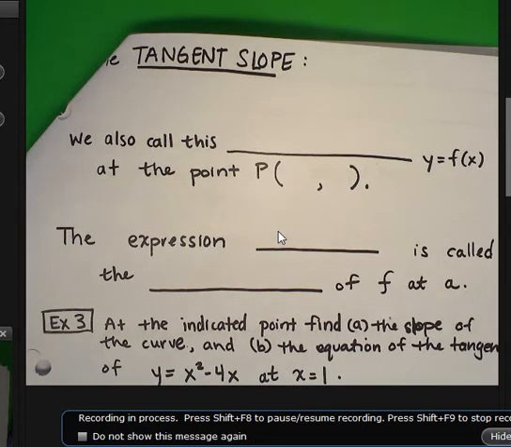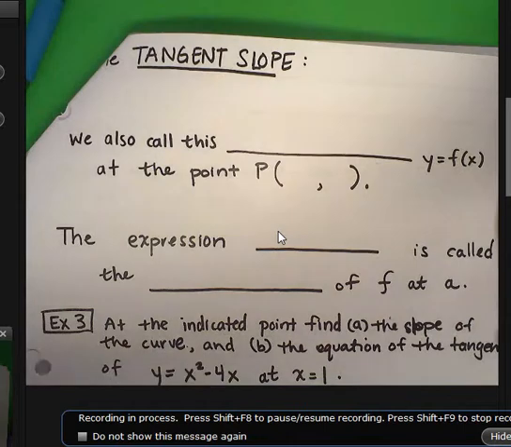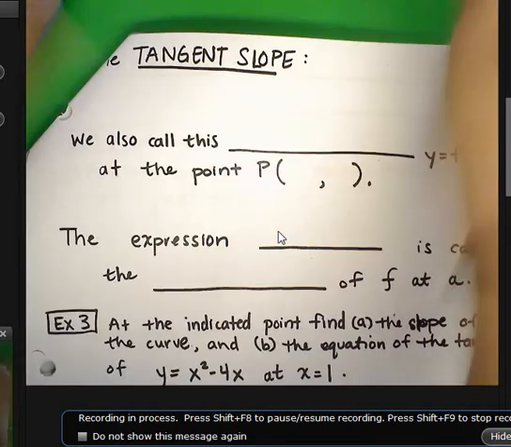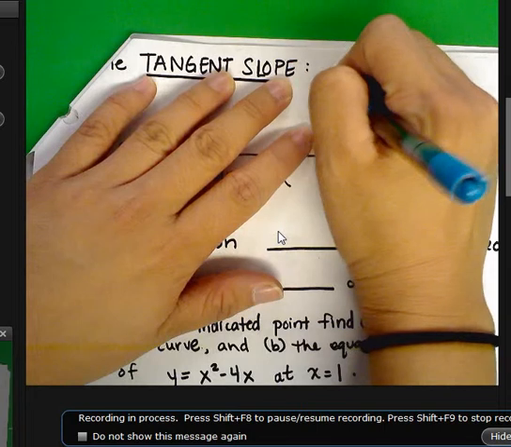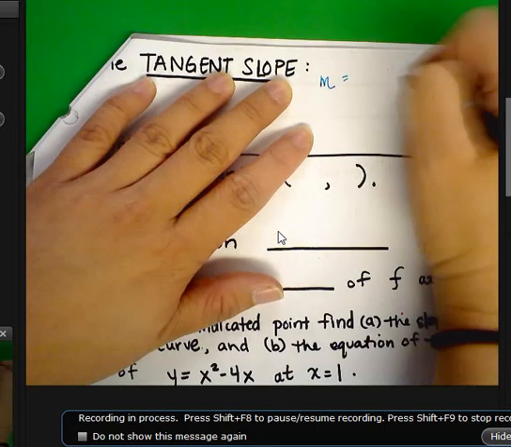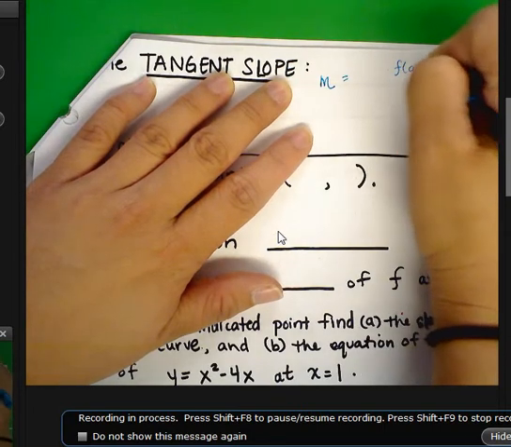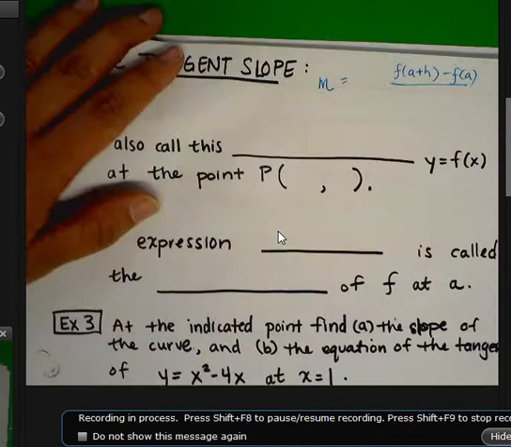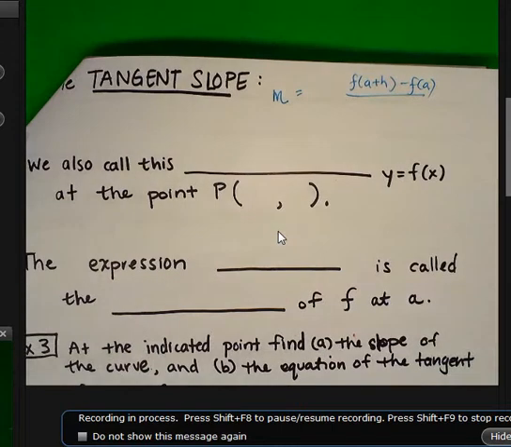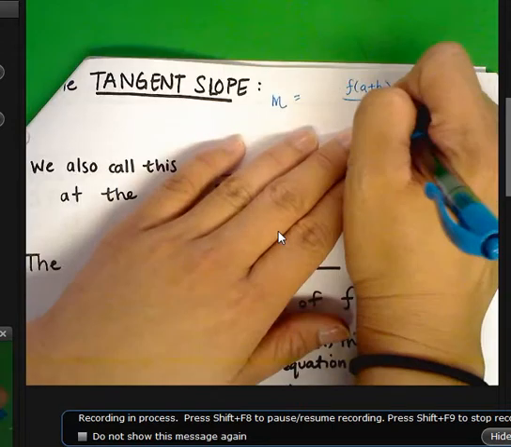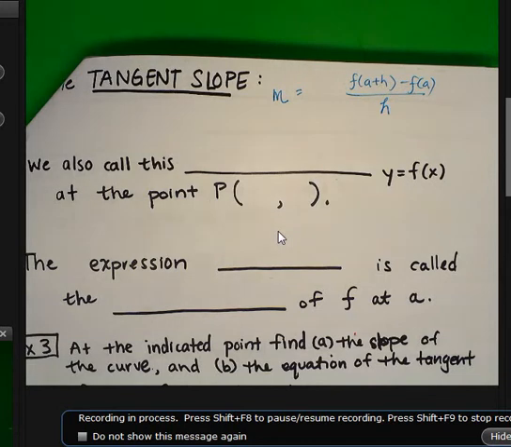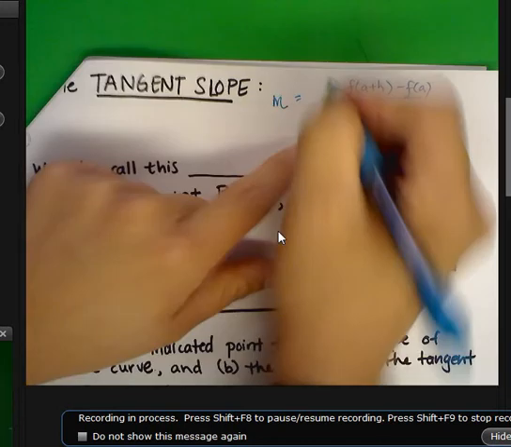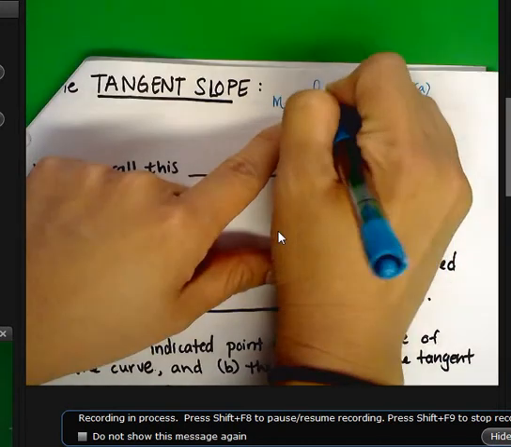Okay, so we're gonna call, you guys understand, we don't have to write in our notes. The tangent is the line that touches the curve at one point. Okay? To find the tangent slope, we're gonna do this. The slope is gonna be the difference quotient, right? f of a plus h minus f of a over h, because that's the interval, right? But it's not just that, we're gonna take the limit as what?